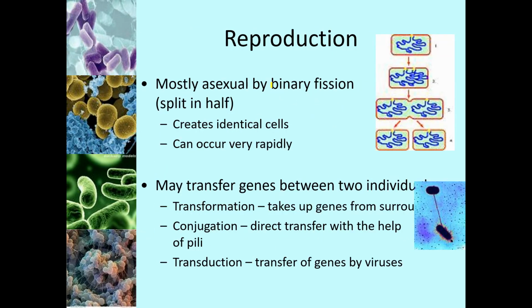All right, we've seen this before as well. They reproduce by binary fission. It's essentially copying their DNA and dividing in two. We do get identical cells, so through reproduction alone, they're not really generating a lot of diversity. However, they can get some genetic diversity through gene transfer, and we've seen these three before as well. All right, transformation is when they take up genes from their surroundings. But they just randomly can take up genetic information from their surroundings.